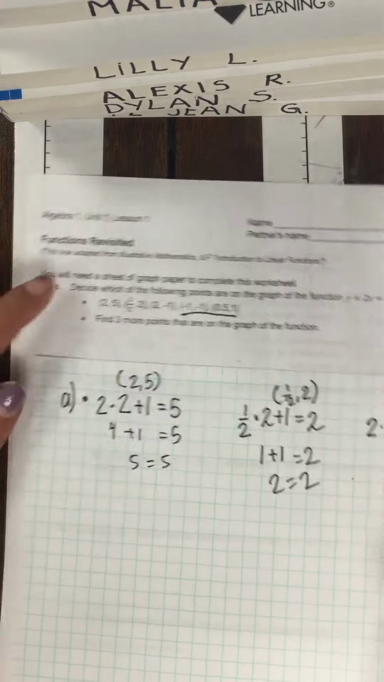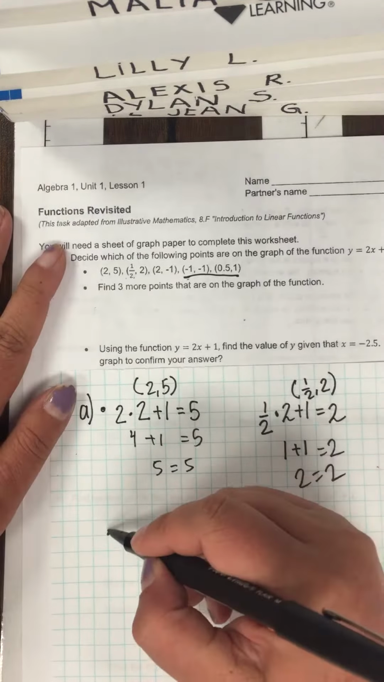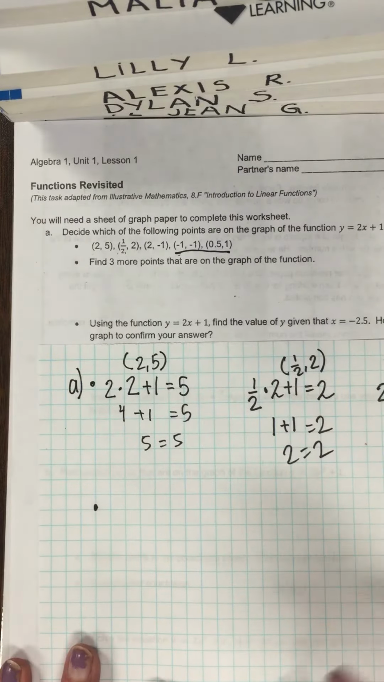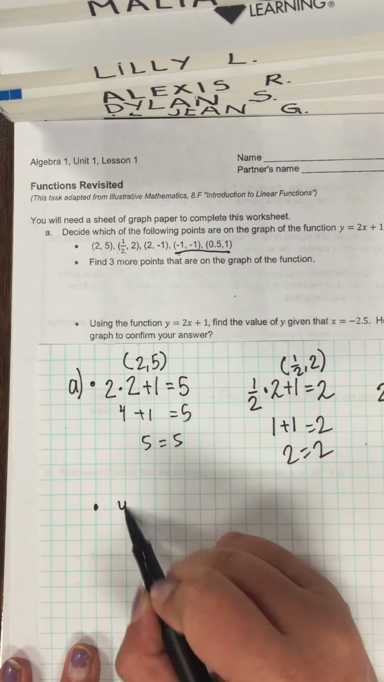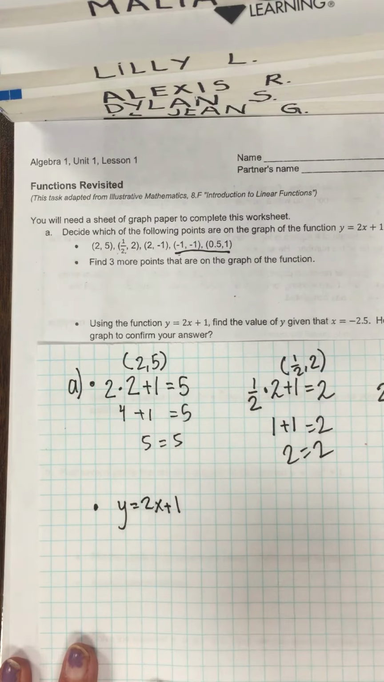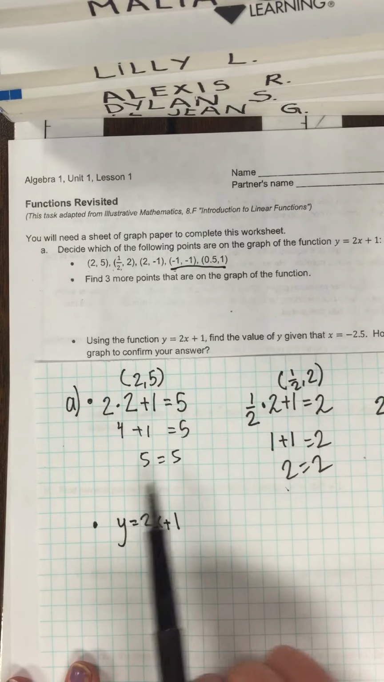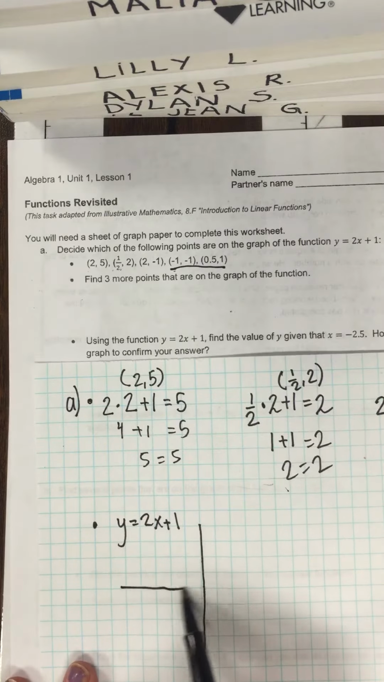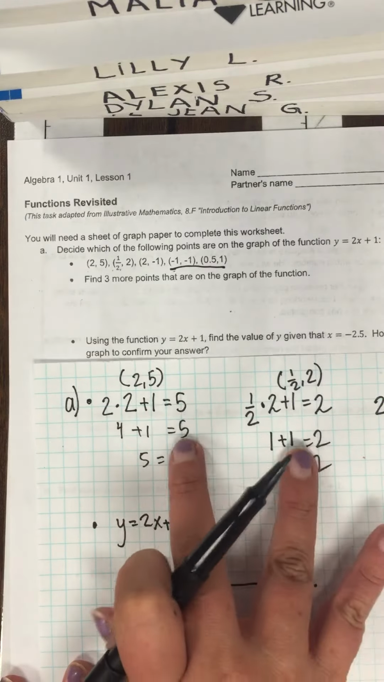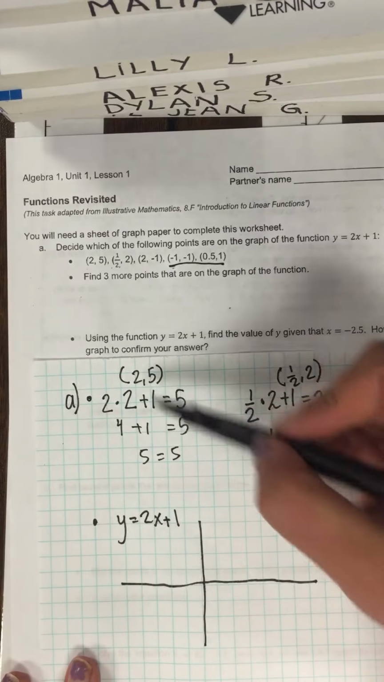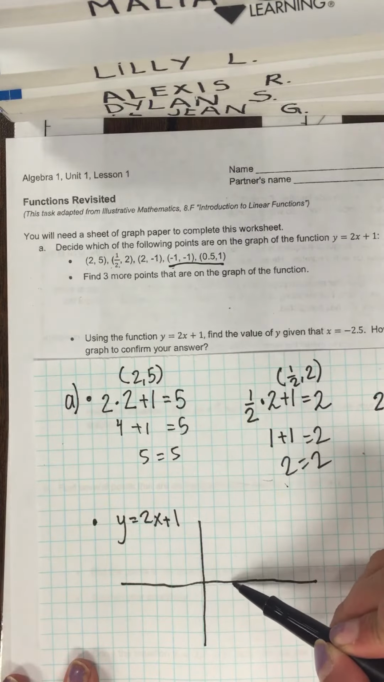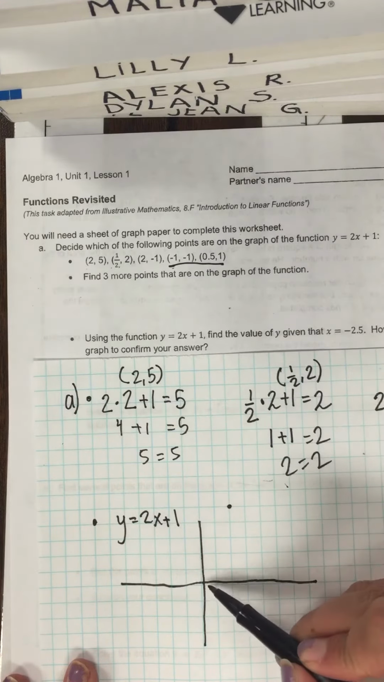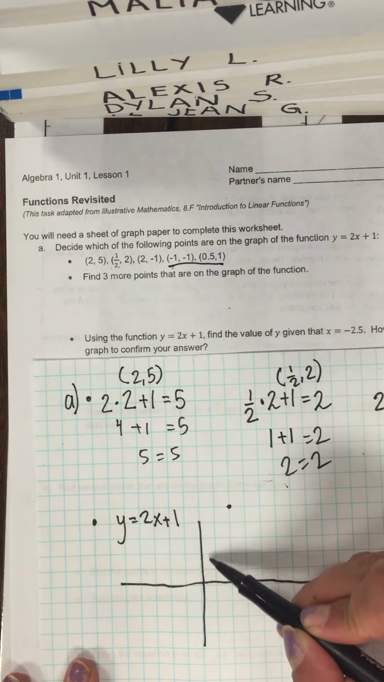All right, A2 dot. Find 3 or more points that are on the graph of the function. The graph of the function is y equals 2x plus 1. We decided that these 2 points already were on that function. So if I make a graph, I know that I can graph these 2 points and put them on the graph. So I can put (2, 5) and (1/2, 2).